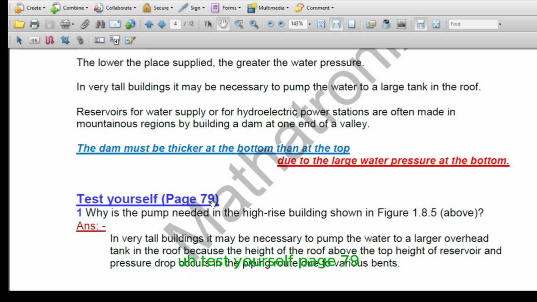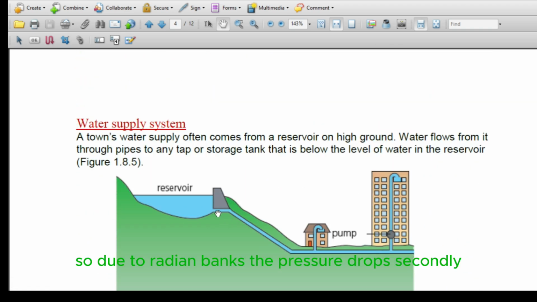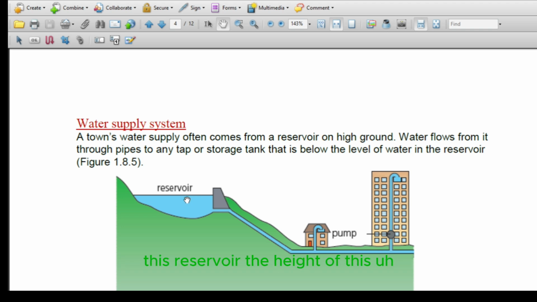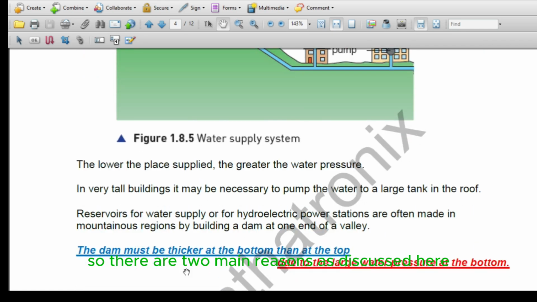Test yourself, page 79. Why is the pump needed in a high-rise building, shown in figure 1.85? In a very tall building, it may be necessary to pump the water to a larger overhead tank on the roof, because of the height of the roof above the top level of the reservoir, and pressure drops occur in the piping due to various bends. Secondly, the height of this upper tank is even higher than this reservoir. So there are two main reasons as discussed here.